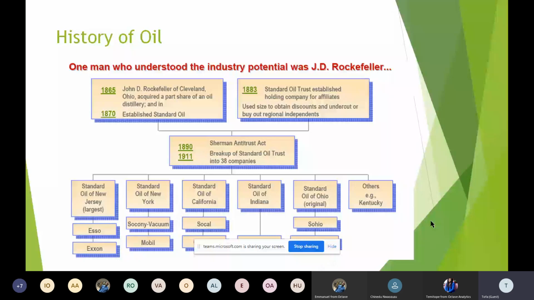So this slide is actually just something I'm not even necessarily going to go through. It's just about the history of oil exploration as we know it. It started very, very long ago in 1865. John D. Rockefeller, I think one of the richest people that used to live, acquired a share in an oil distillery, and then the whole process of oil exploration started. I'm sparing you some of the history.